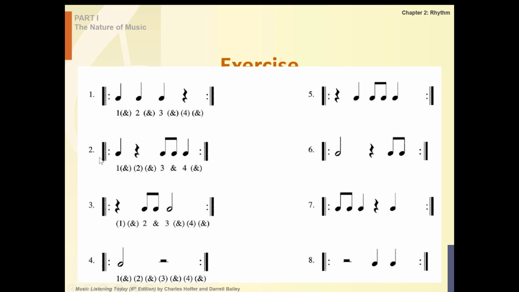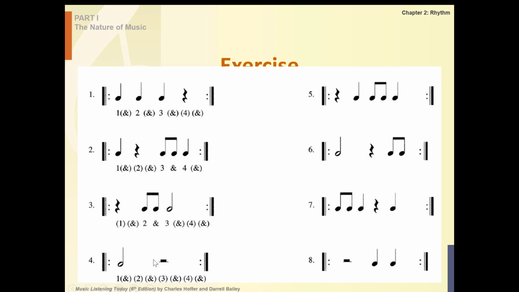Okay. So number 2. 1, 2, 3, go. 1, 3, and 4. One more time. 1, 2, 3, 4. 1, 3, and 4. Okay, now number 3. 1, 2, 3, 4. 2 and 3. This time, the first beat has silence, so I didn't say number 1, right? One more time. 3, go. 2 and 3.